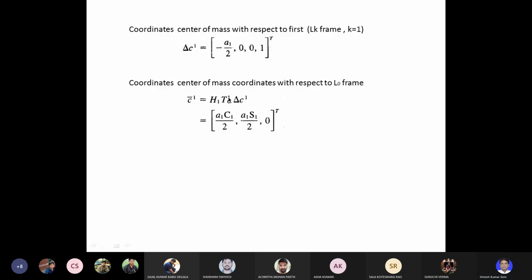this h1 equals T10 times the coordinates of the center of mass with respect to the frame L1. Okay, the LK frame, that is k equal to 1. So the k equal to 1 LK frame will occur at the end of link 1. Okay, so here you do the multiplication of this matrix and show me how this comes.